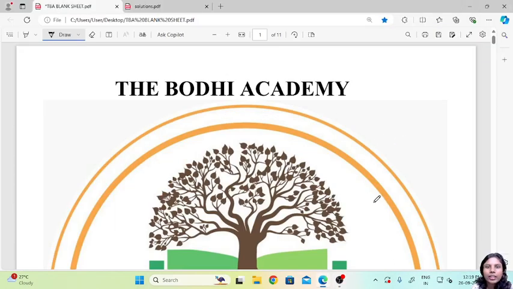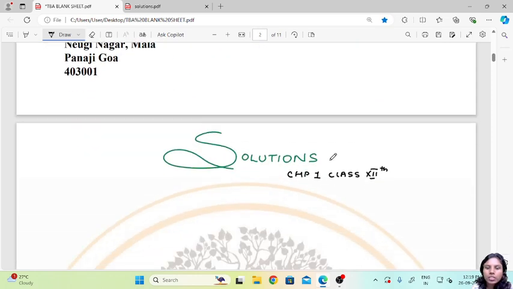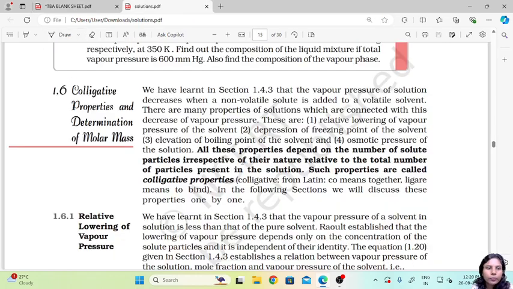My name is Amisha Kulaso, and in today's video we will continue with our chapter Solutions, class 12, chapter 1. Previously in this chapter we learned about ideal and non-ideal solutions. Now in today's video we will learn about the colligative properties and determination of the molar masses.